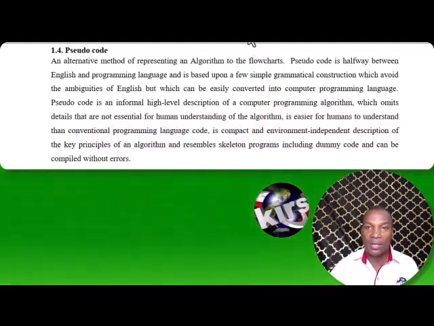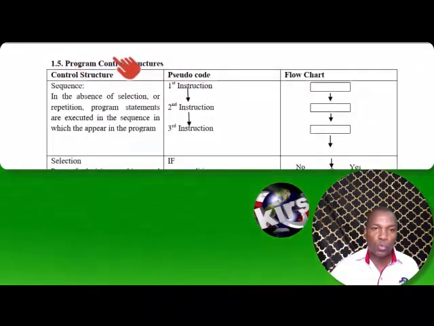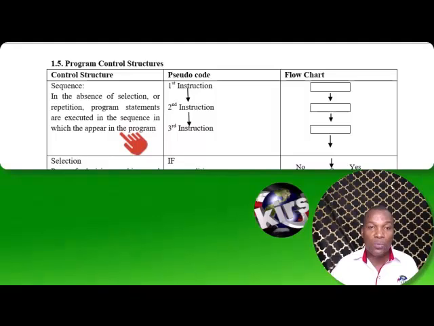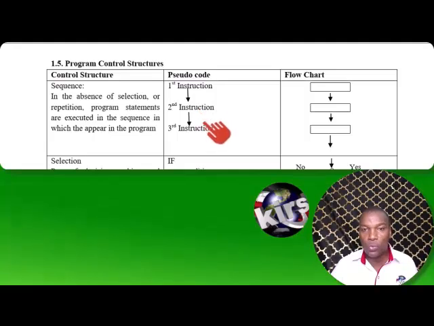Having looked at the algorithm, we now move on to another section which we are calling program control structures. Anytime a computer is executing a task, it does it either sequentially or through selection or through repetition. And these are the three main ways. Number one, we have the sequence. In the absence of selection or repetition, program statements are executed in the sequence in which they appear in the program. So you have instruction 1, you go to instruction 2, you go to instruction 3.